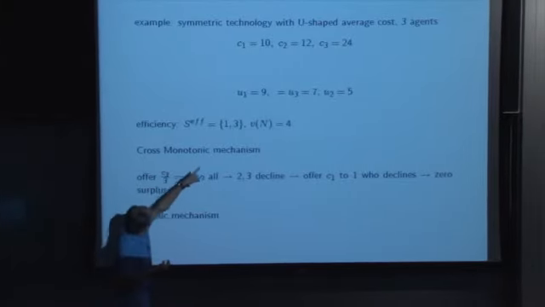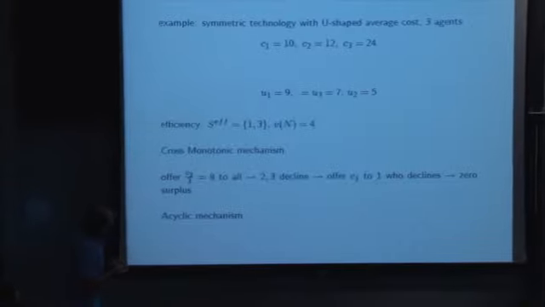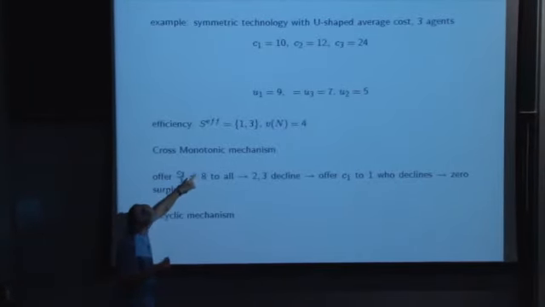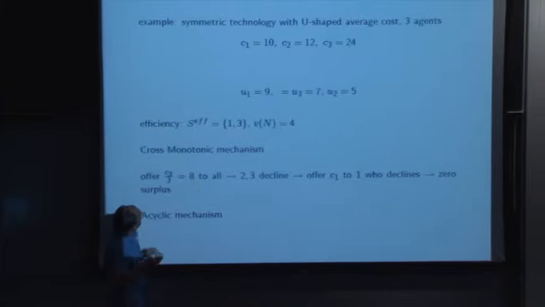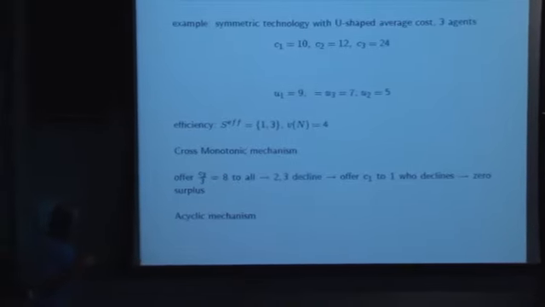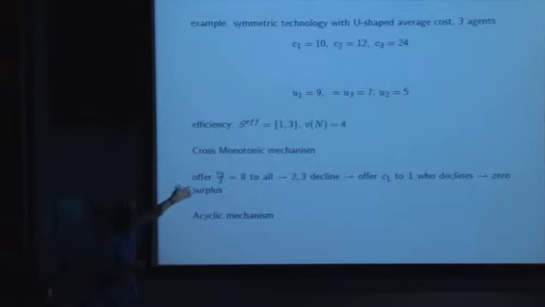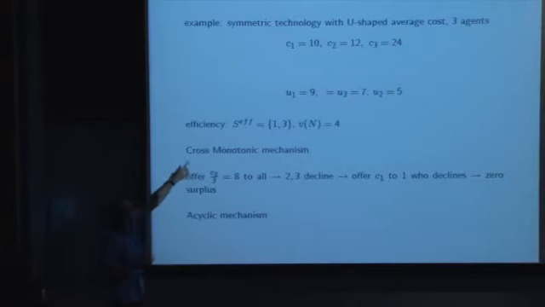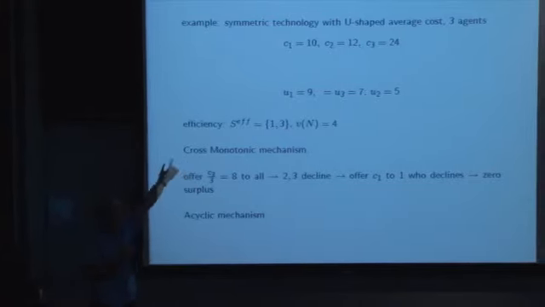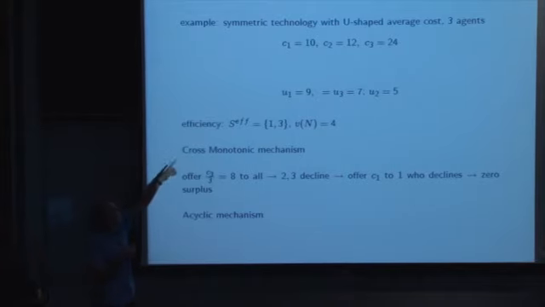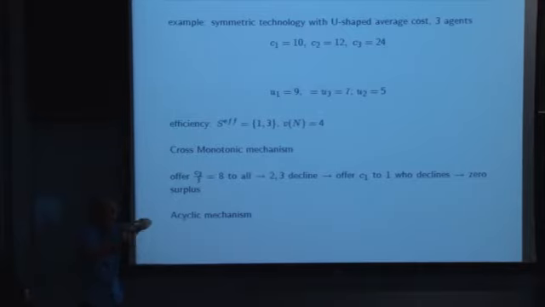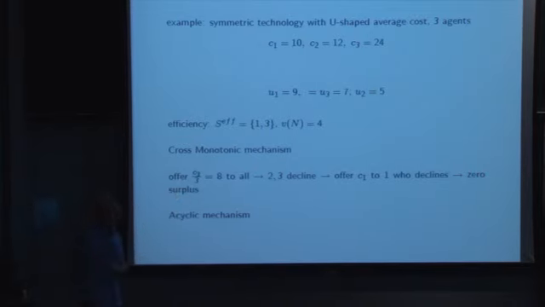Then you have utilities like this, 9, 7, and 5, and the efficiency is to serve agent 1 and 3 for a surplus of 4. Okay. Now the cross-monotonic mechanism here will simply offer C3 over 3. Sorry. The costs I wrote there are not the marginal costs; they are the total costs. So C1 is the cost of 1 unit, C2 is the cost of 2 units. So the average cost is 6. And C3 is the cost of 3 units. So the average cost is 8. So the average cost goes from 10 to 6 to 8. And that's why it has this U shape. Sorry about that.